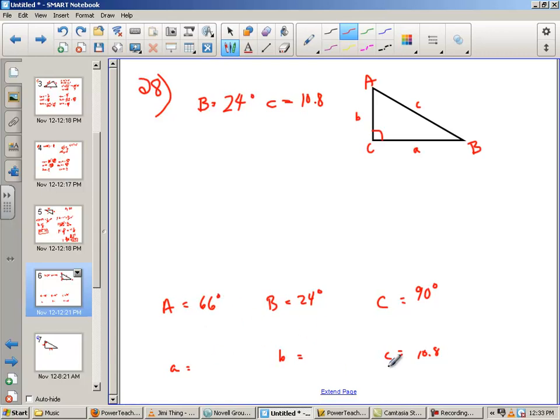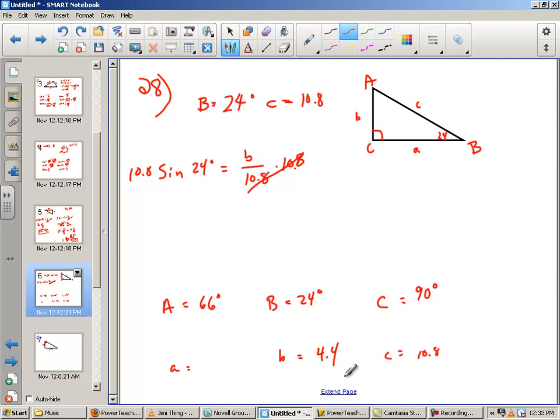Now that I have these, I can use any of the trig functions and either of these angles to try and find my little b and little a. I'm going to try the sine of 24 degrees. The sine of 24, which would be right here, is the opposite, which is b, over the hypotenuse, which is 10.8. I multiply by 10.8 on both sides. And I throw that all into my calculator. 10.8 sine 24 equals 4.4. So I'm going to say that b equals 4.4.